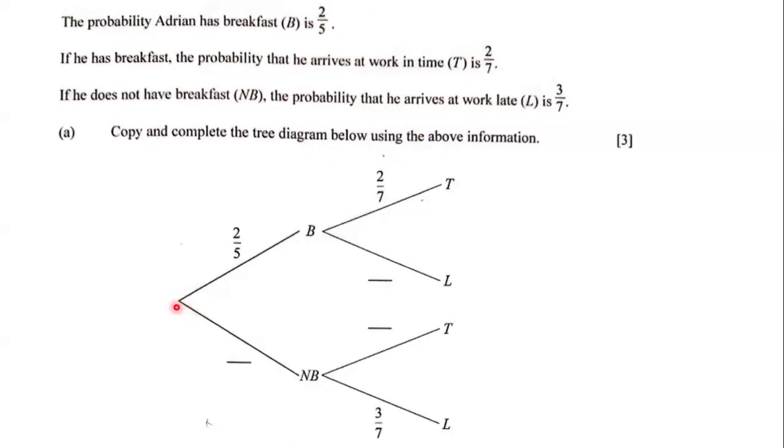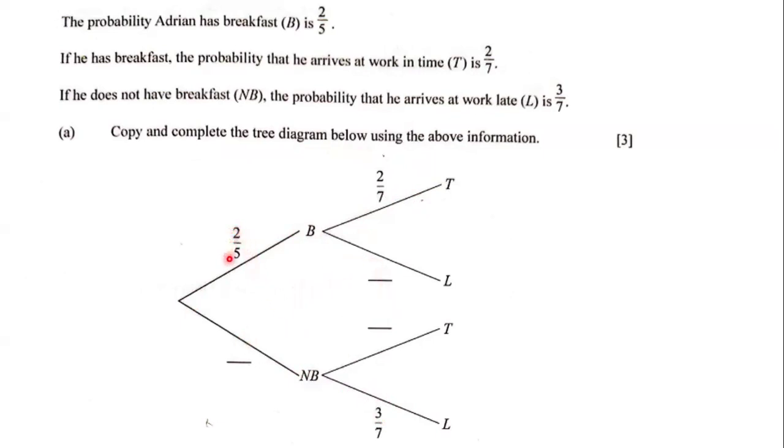And so here we have Adrian, and the probability that he has breakfast, B, is 2 over 5. And if he has breakfast, the probability that he arrives to work on time is going to be 2 over 7. Now, if he does not have breakfast, the probability that he arrives at work late, L, is going to be 3 over 7, okay? And so we have to copy and complete the tree diagram using the information that we have. And so let's complete this tree diagram.